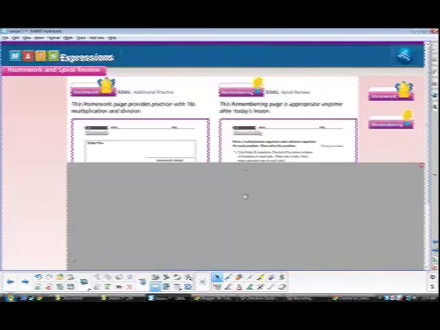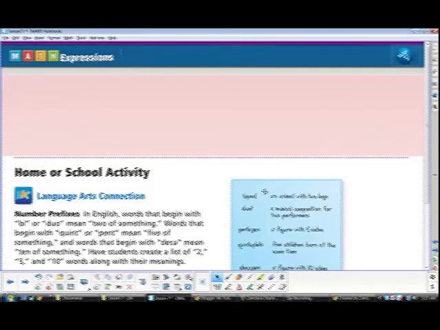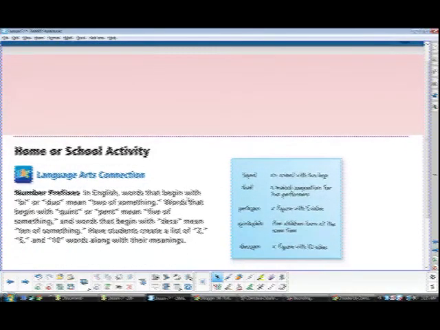The homework and remembering page is these 2 pages, homework and remembering. We'll be doing that in class. And for those that would like a challenge, here is a home or school activity, and I'll let you read that, pause it, and read it. It's using Latin terms to describe things that we use in math.